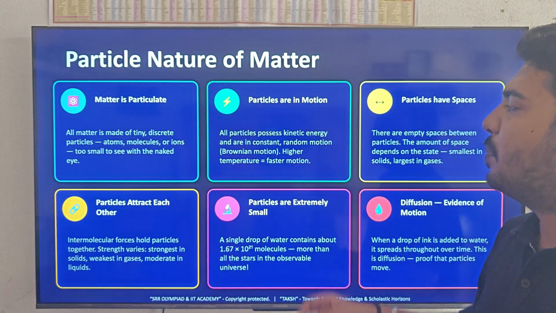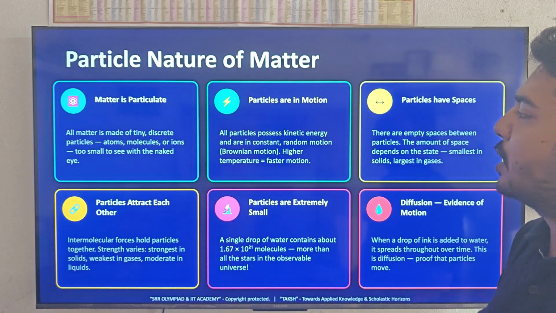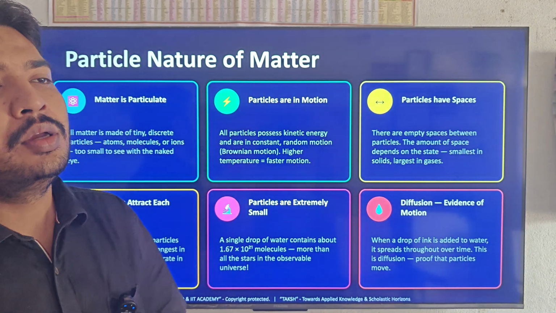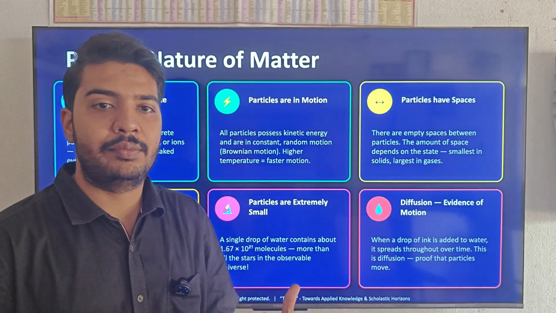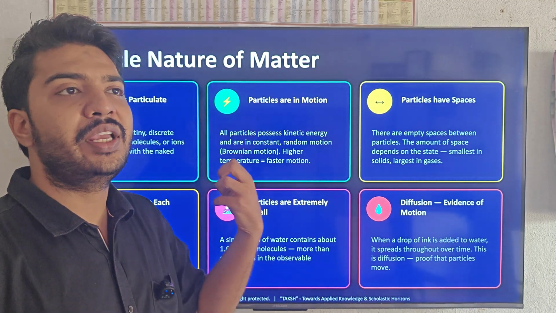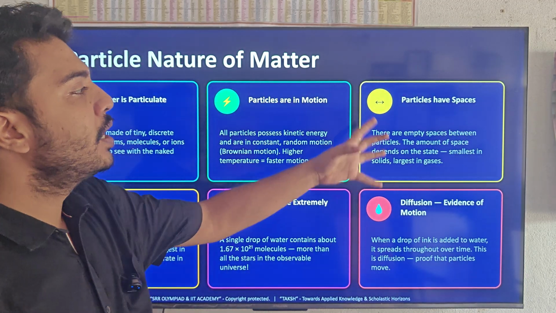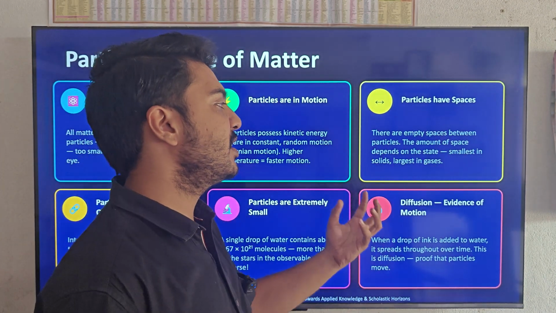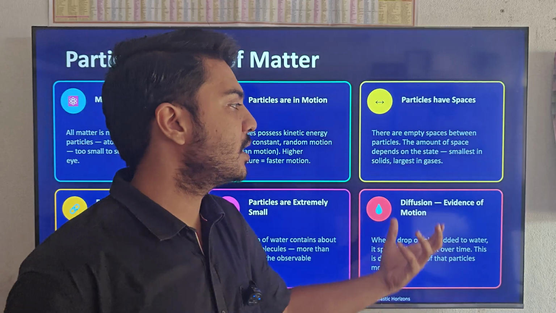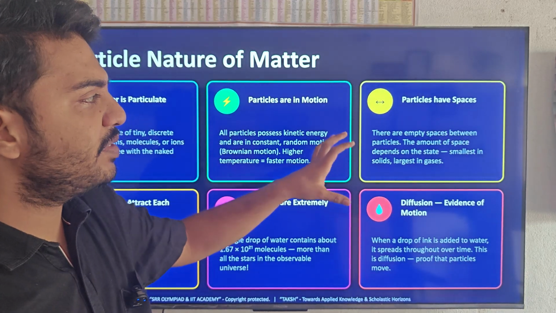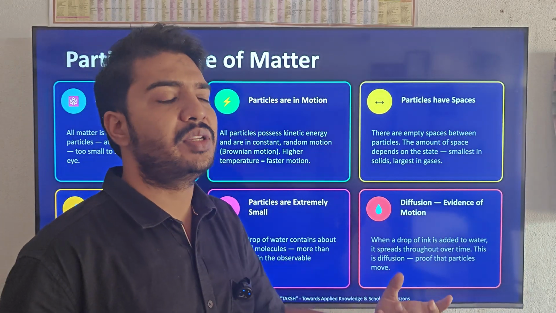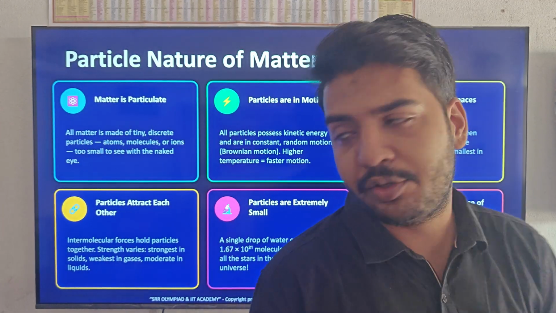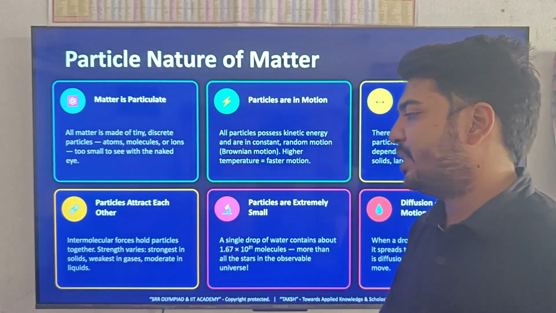Particles are in motion. All particles possess kinetic energy and are in constant random motion. Higher temperature equals faster motion. So when the temperature gets high, the motion becomes very fast. Particles have spaces. There are empty spaces between particles. The amount of space depends on the state, smallest in solids, largest in gases. So the space, meaning the gap between the molecules, is a property that we need to see. And also particles attract each other.